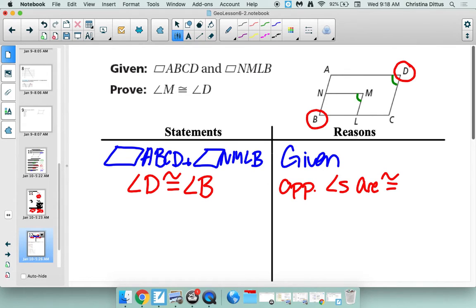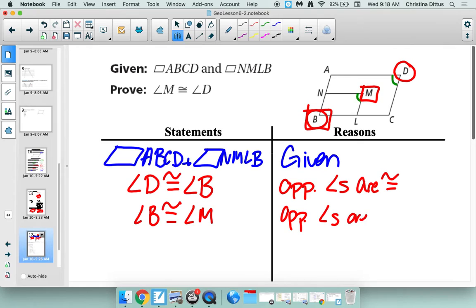Because in a parallelogram, we know that opposite angles are congruent. That's just a property of parallelograms. If you look at your small one, I know that B and M have to be equal too. So angle B has to be congruent to angle M for literally the exact same reason. Opposite angles are congruent.